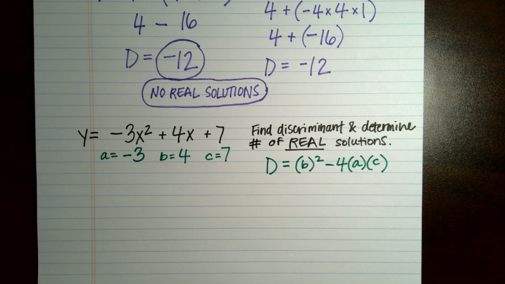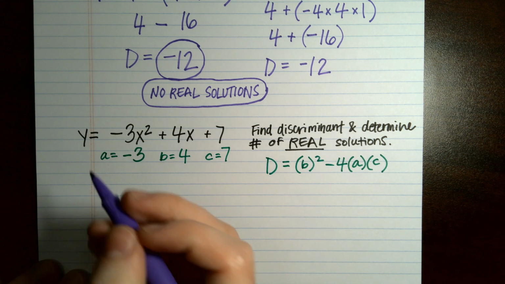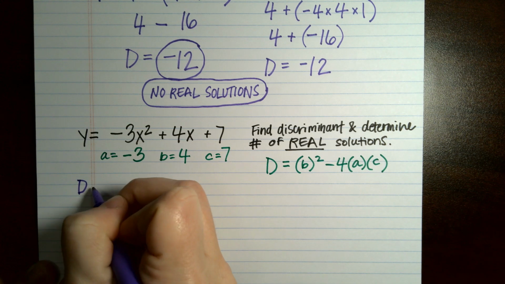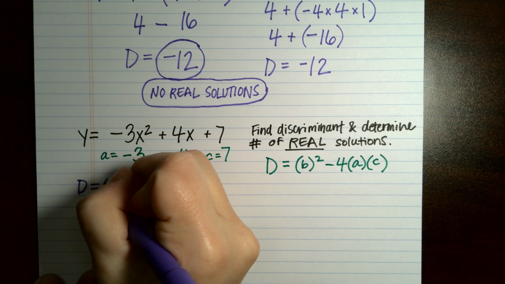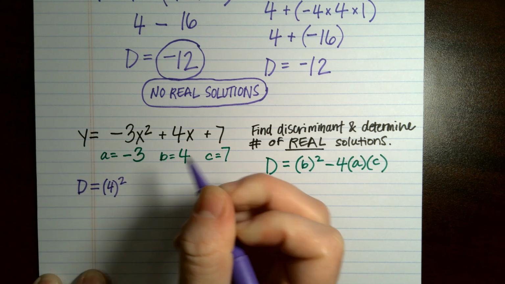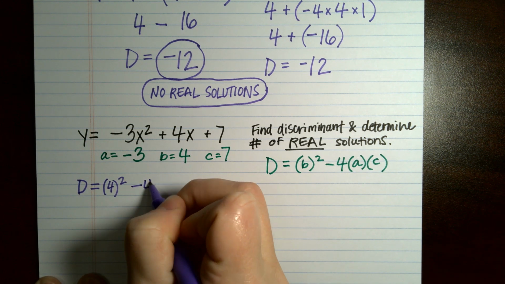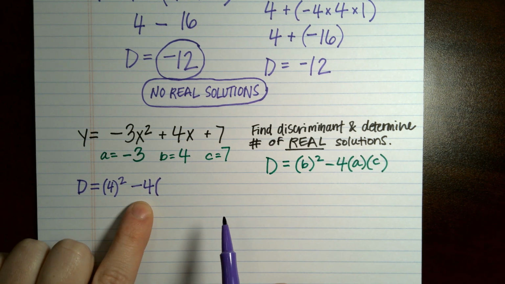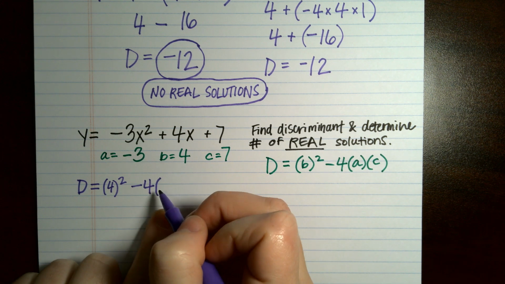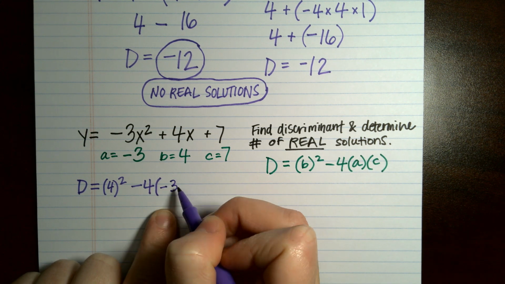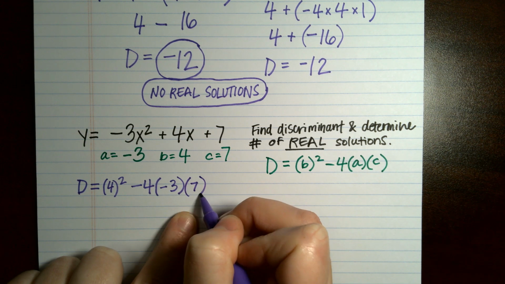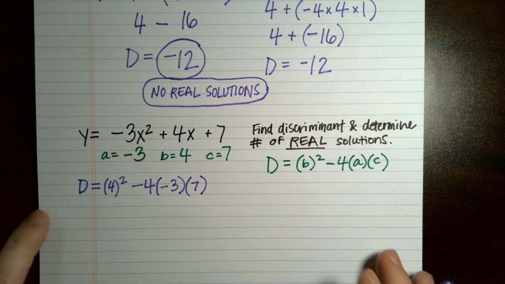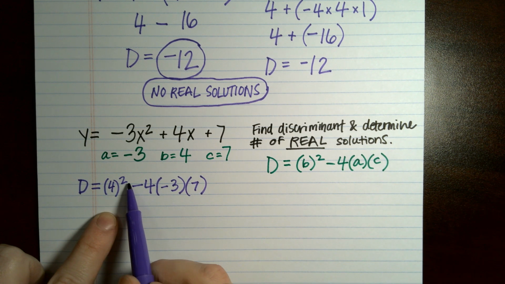So we will need to plug this into our formula now. So we have D equals 4 squared, minus 4 times -3 times 7. Okay. So what is 4 squared?